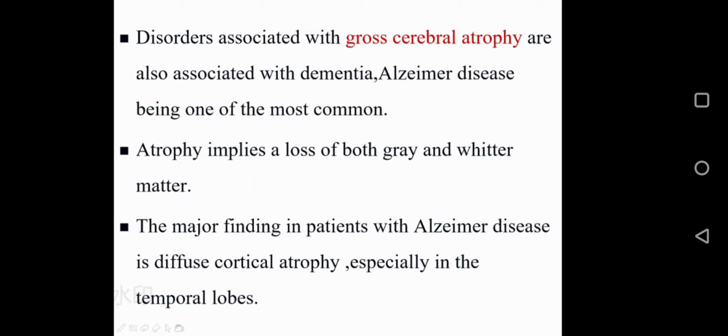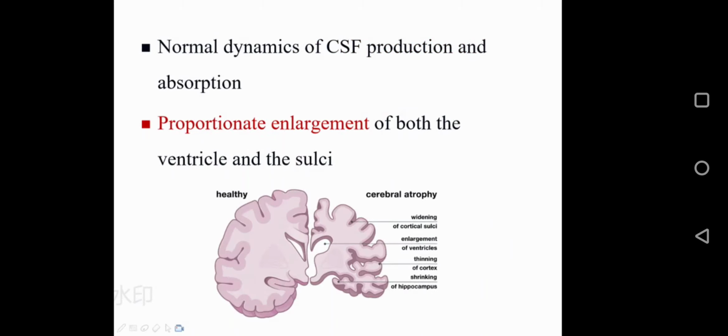Here is a CT scan in an old man. We find both gray and white matter is lost. Both the ventricles and sulci are enlarged. This is an 87-year-old man with proportional enlargement of both the ventricles and sulci.